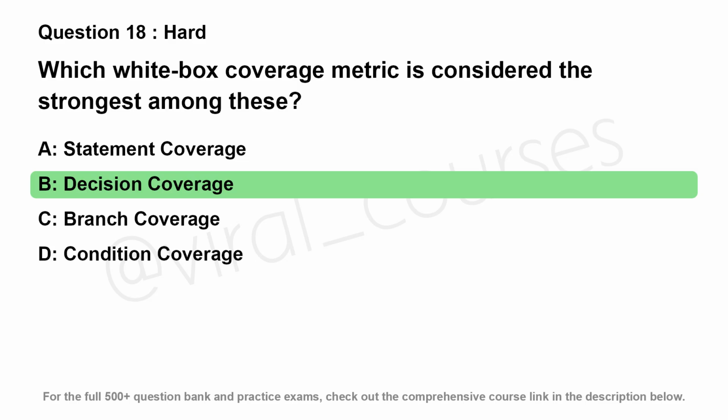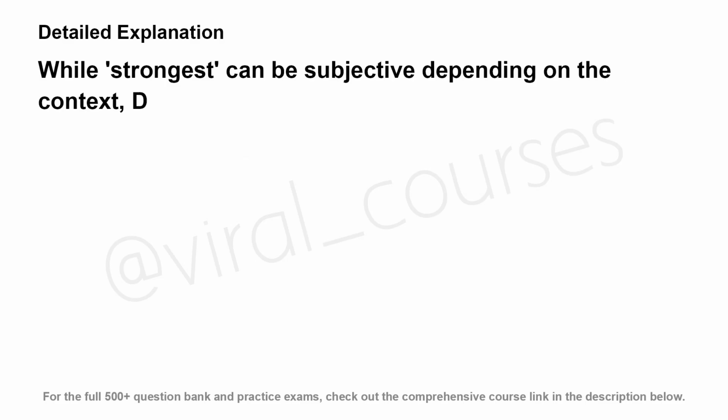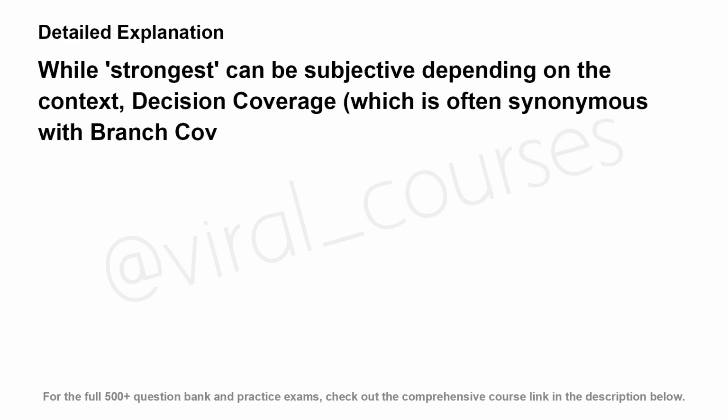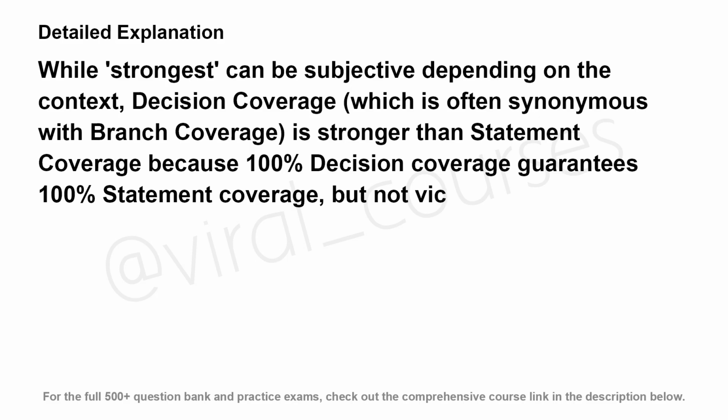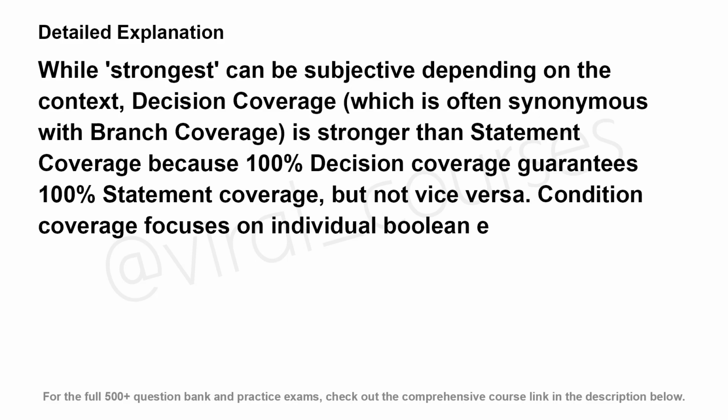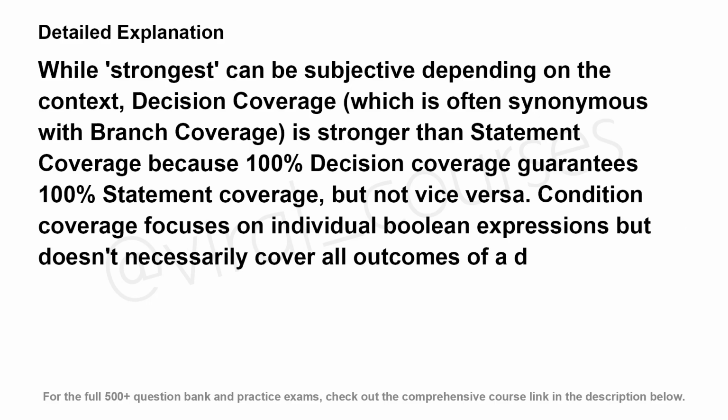The correct answer is B. While strongest can be subjective depending on the context, decision coverage, which is often synonymous with branch coverage, is stronger than statement coverage because 100% decision coverage guarantees 100% statement coverage, but not vice versa. Condition coverage focuses on individual Boolean expressions but doesn't necessarily cover all outcomes of a decision unless combined.